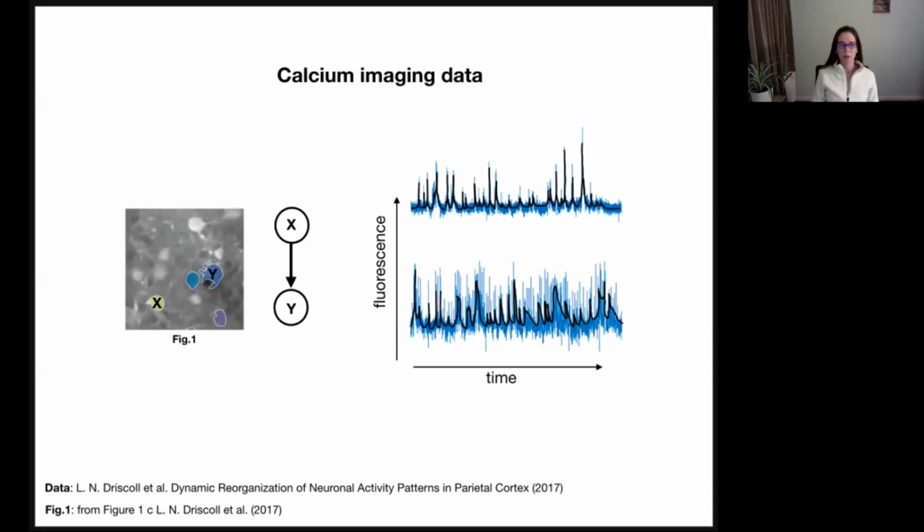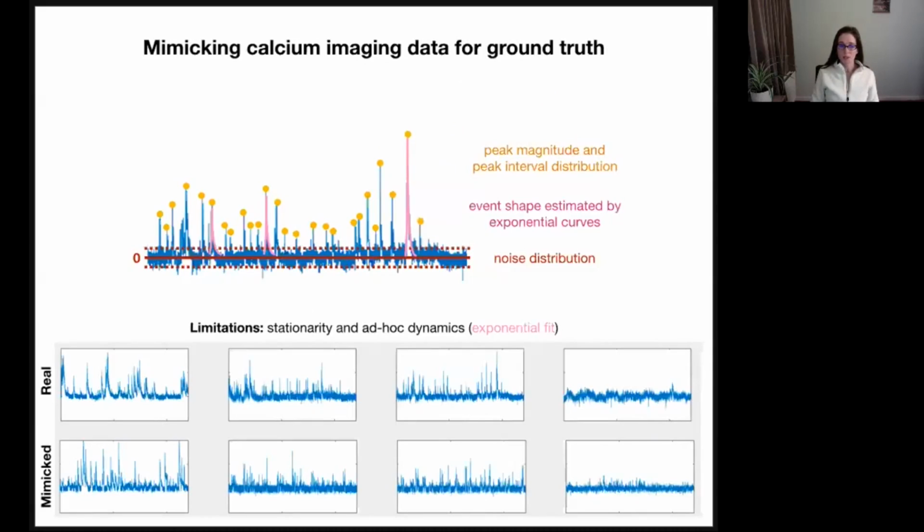To tackle the problem of detecting cell connectivities from calcium imaging data, I generated synthetic data and tested a couple of well-established connectivity measures. As a first step, I simulated data that mimicked different statistics of the real data, such as peak magnitude, peak intervals, the shape of the calcium elevation, and the fluctuations.